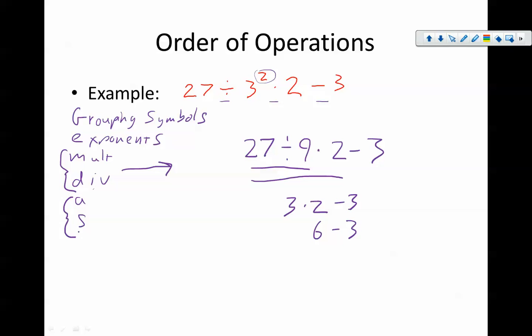Finally, my last step here is the addition and subtraction. And we are also going to work that left to right, but there's just the one left. So it's 6 minus 3, which is 3. And we are all done. There's my final evaluated expression.